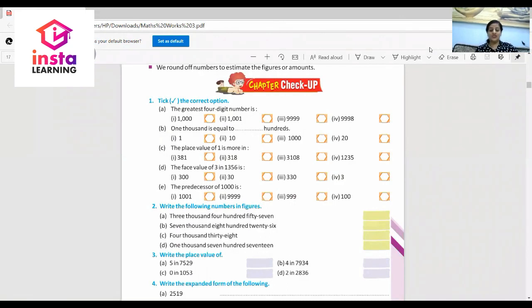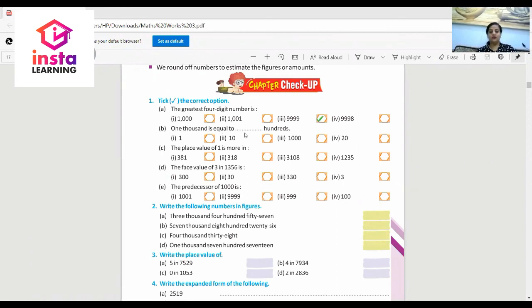Now students, we are going to do a quick chapter check of what we have learned in our chapters. Tick the correct option. The greatest four-digit number. Greatest means we have to tick the greatest number. That is 4 times 9, the greatest number of four digits.